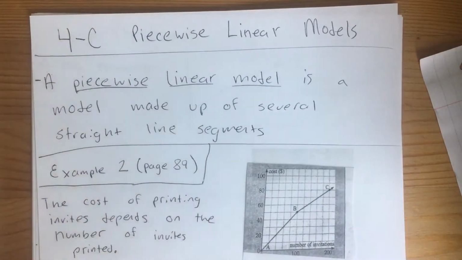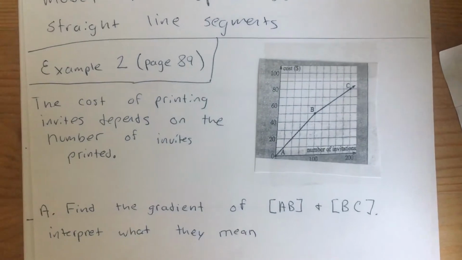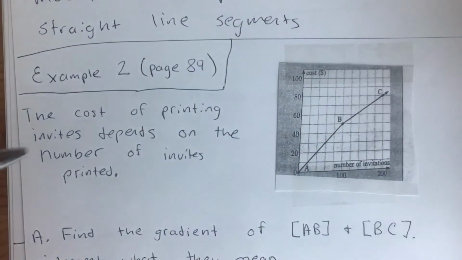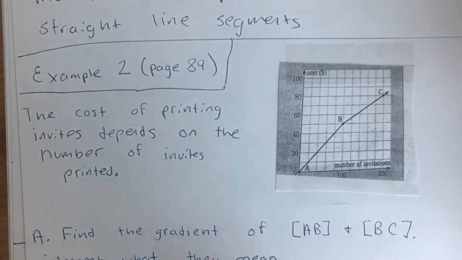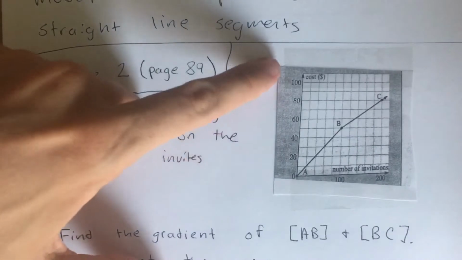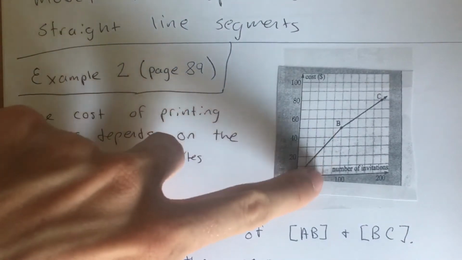So we're going to be talking about piecewise linear models. A piecewise linear model is a model made up of several straight line segments. An example of a piecewise linear model right here is the cost of printing invites or invitations, which depends on the number of invites printed. You can see on this graph we've got the x-axis as the number of invitations, and the y-axis as the cost.